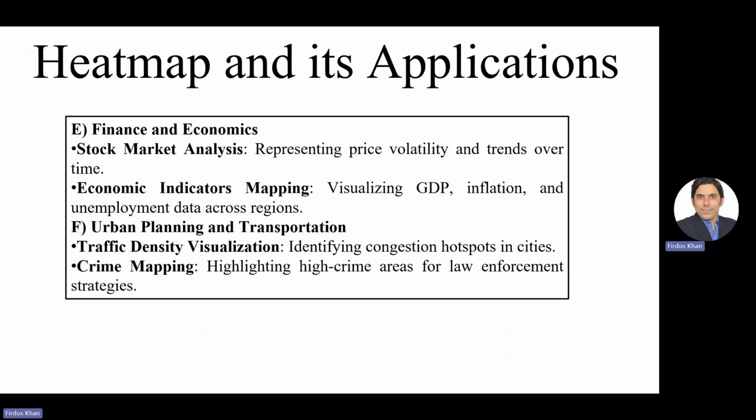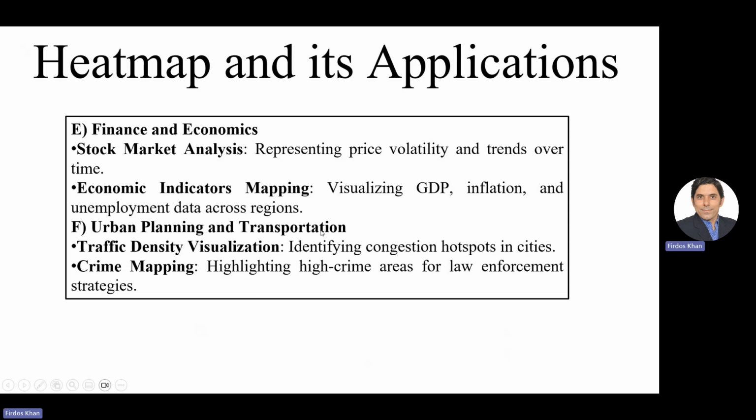Economic indicator mapping: visualizing GDP, inflation, and unemployment data across regions. Again, this is geographical maps, so you need information about GDP, inflation, and unemployment, and you can draw this over different geographic regions. You can see what happened to the GDP in previous times, what the inflation was, and what the unemployment situation was in different regions. You can compare it very easily across different regions.